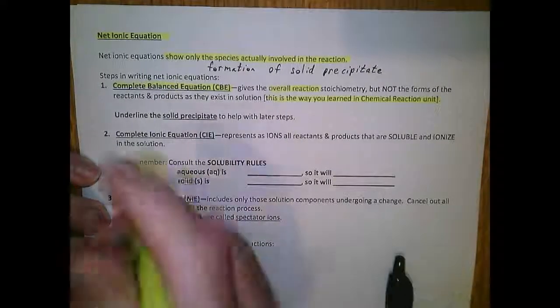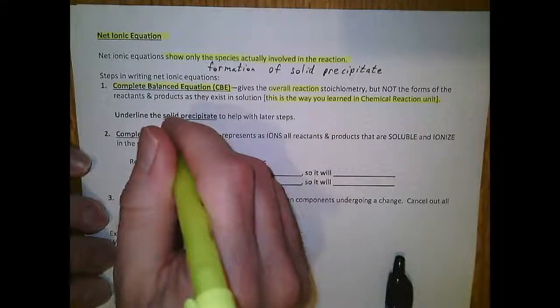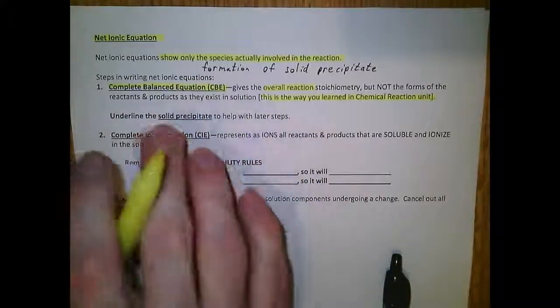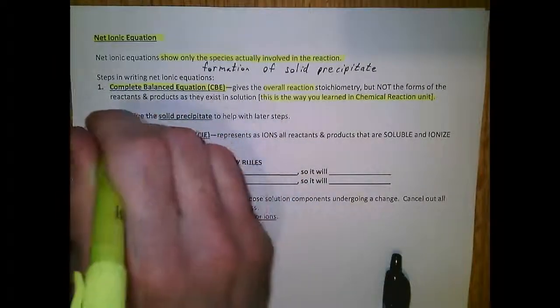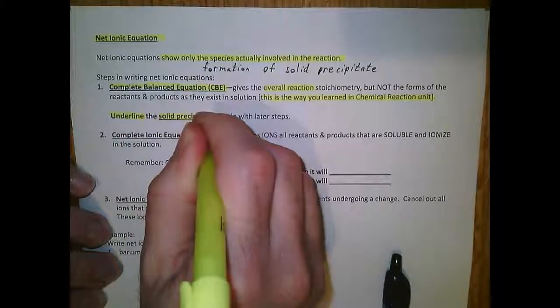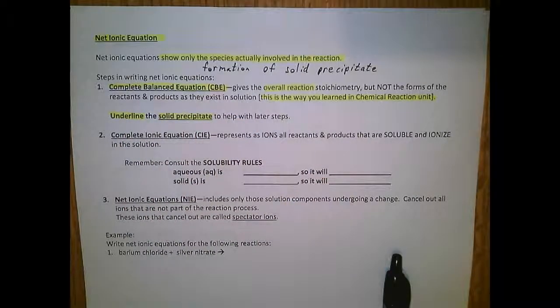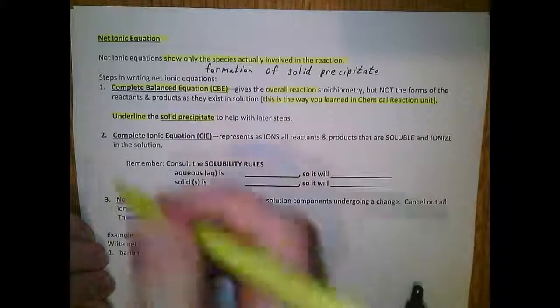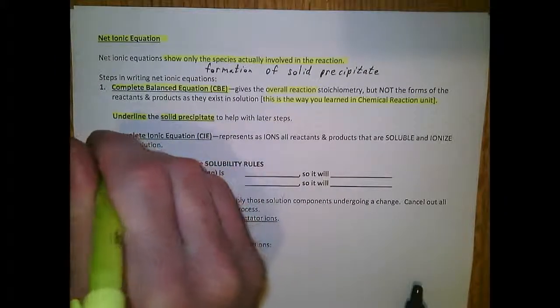A good tip and something I want you to do, especially preparing for the quizzes, I want to see this, is to underline the solid precipitate to help you with the later steps. So you're going to write the balanced equation and you're going to underline the thing that's solid. Okay? We're going to use the solubility rules to figure that out. The second step is to write the complete ionic equation.